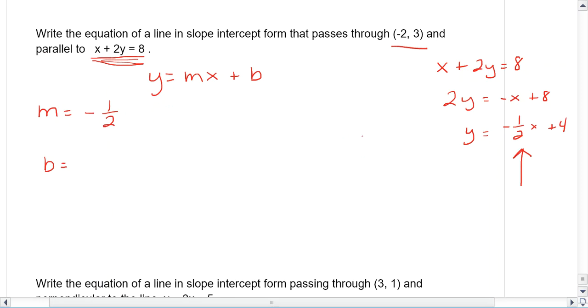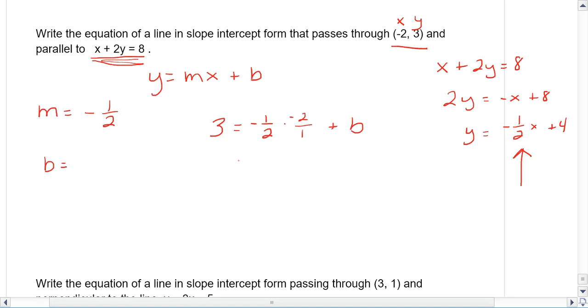But our line is different from this original line. Our line has a different y-intercept. It's going to run parallel, but it's going to cross the y somewhere else. So once again, this -2 is x, the 3 is y, and we have our slope. And so we plug in, of these 4 variables, we know 3 of them. So plug them in and solve for the missing one. So this is times a -2, and then solve for the b.